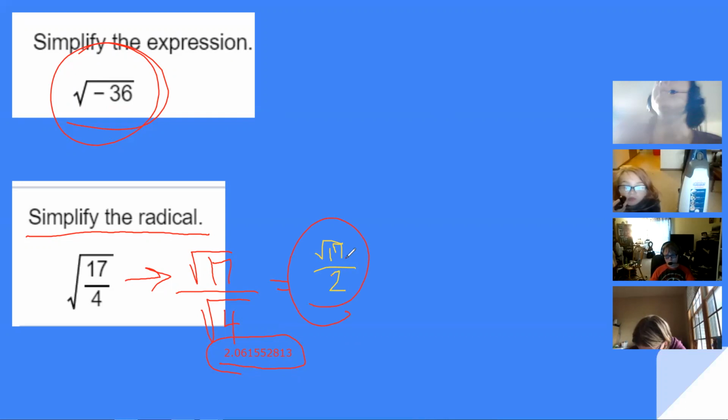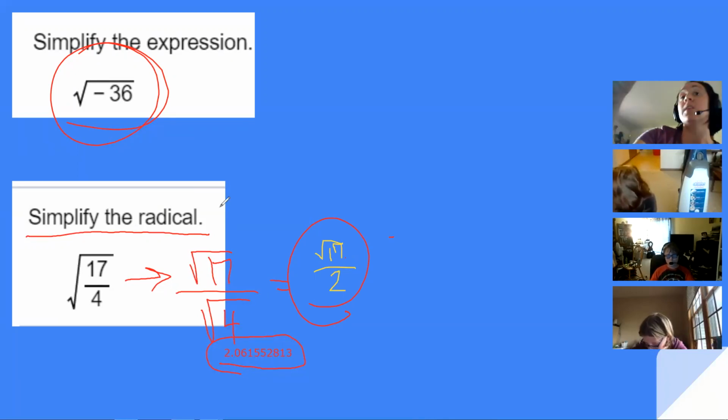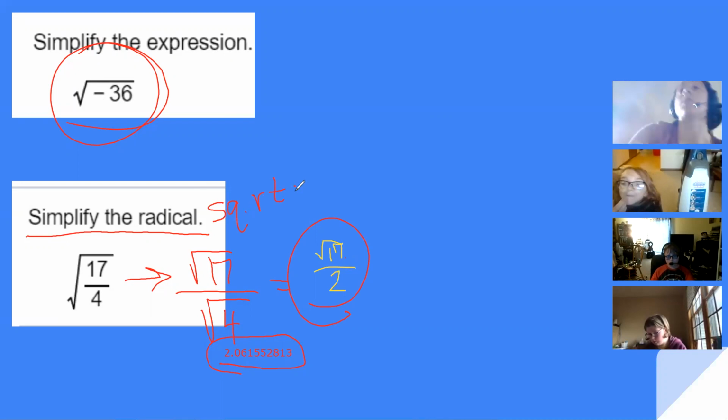The top, since that gives us a decimal and there's no way to simplify it, we just leave it alone. And since the bottom simplifies real nicely to 2, that would be our final answer. We would just leave it as the radical 17. Another word for radical is square root.